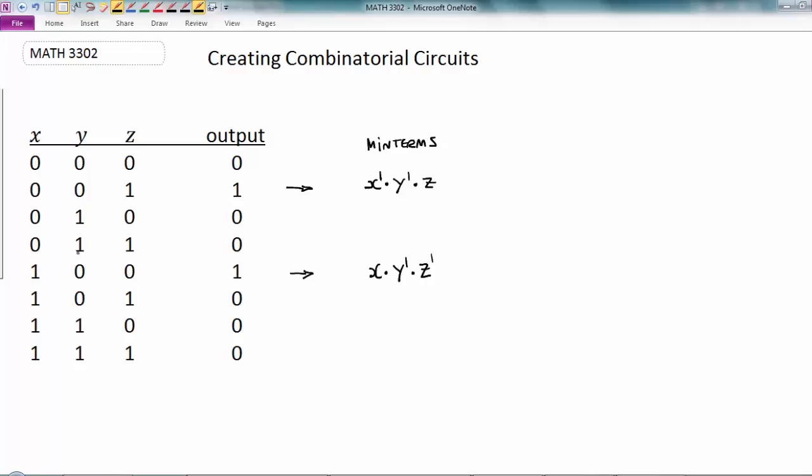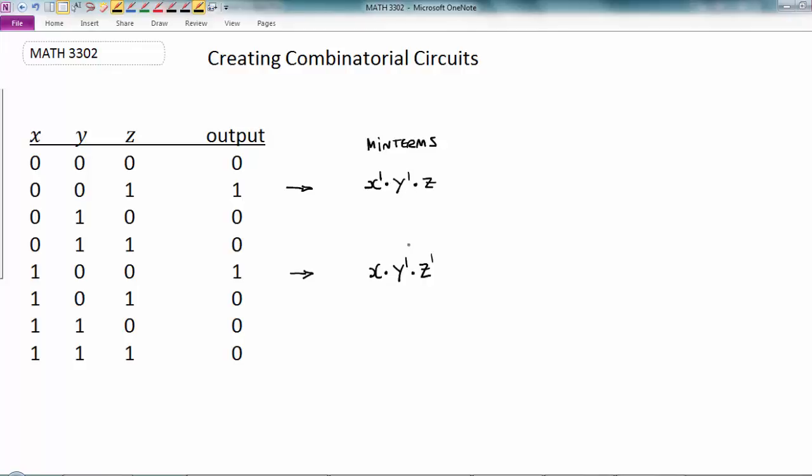So if x is 1, y is 0, and z is 0, this would be 1, 1, and 1, and that will give us 1. Any other value will be 0. So that will force these 2 outputs to be 1 when we are in each of these 2 cases. All the other cases, it will be 0.